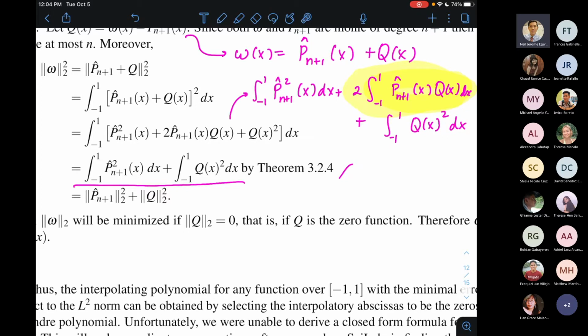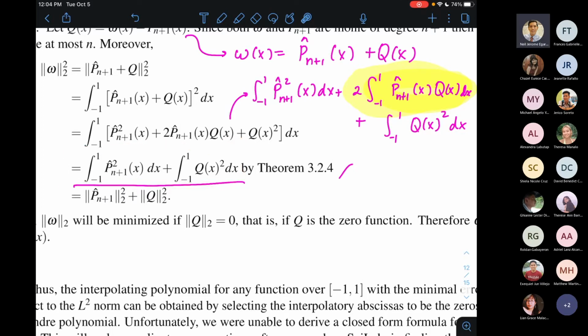Kasi si P, ang Legendre polynomial, ay orthogonal sa kahit anong polynomial na may mas maliit na degree. P sub n plus 1 has degree n plus 1. Si Q ay degree at most n. So definitely, since orthogonal si P sa lahat ng polynomial na may mas maliit na degree, this term becomes 0. Okay? So that's why ito na lang yung natira.